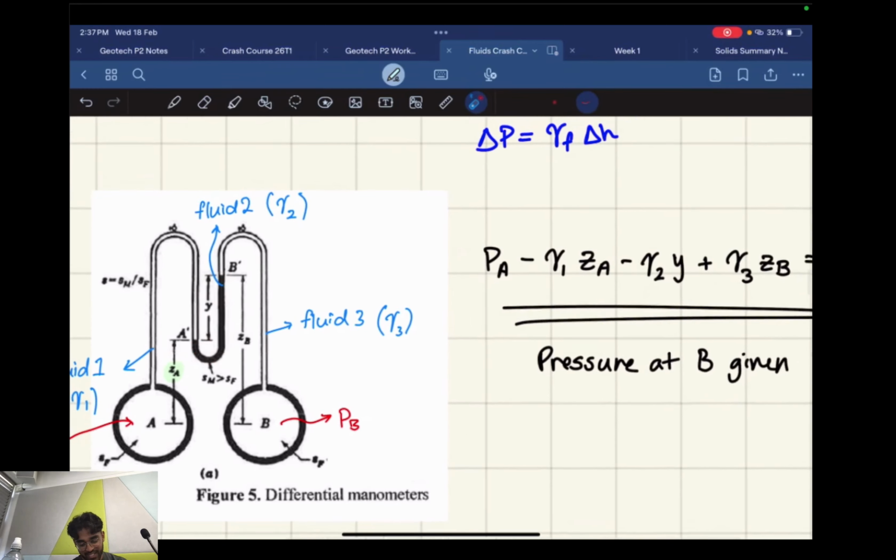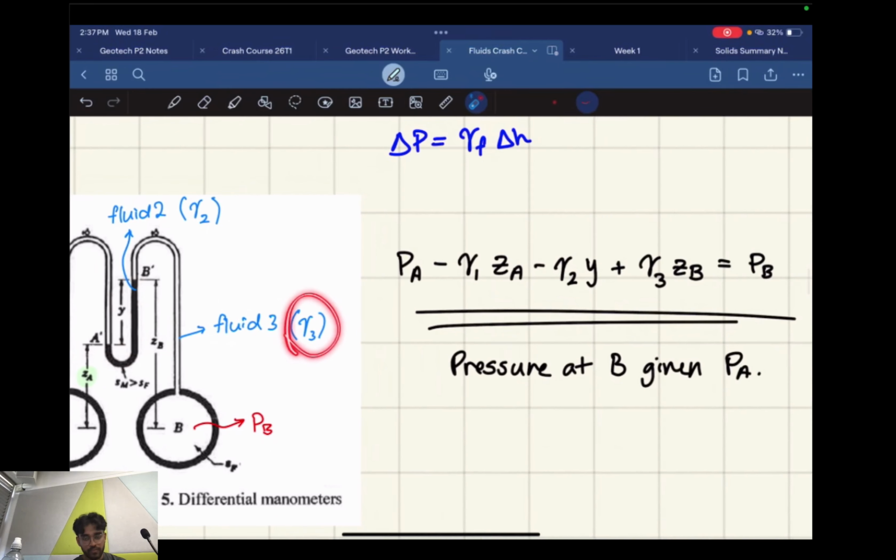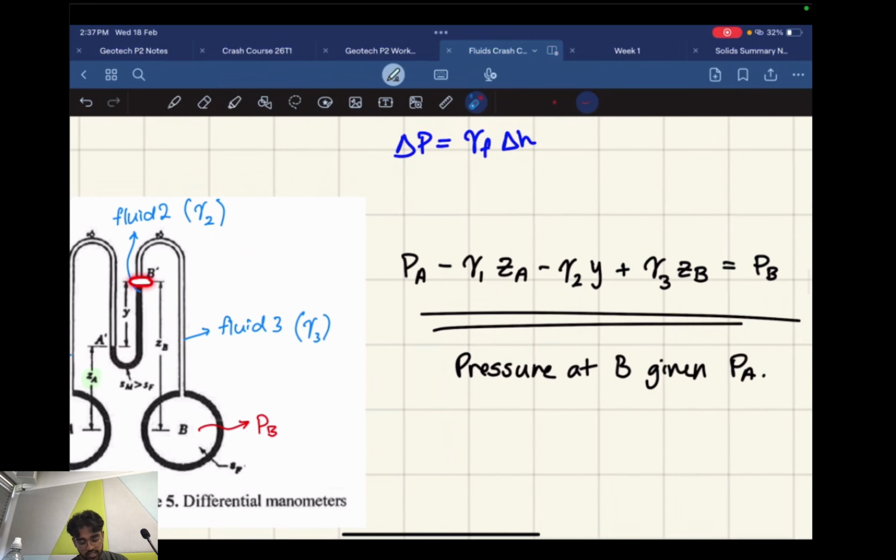And this last one over here, fluid number 3, gamma 3, we start from a higher height and we end at a lower one, right? So we start up here, end down here. ZB is our change in height. It's going to be a positive change in pressure. Make sense? Then when you add these all together and you reach your end point, this will equal your pressure at point B. Questions?